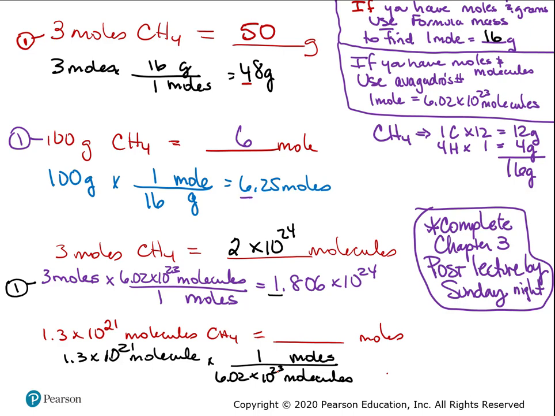So now I will tell you, if you're using a graphing calculator and you use those exponents, make sure you bracket things, like you have to use parentheses. If you have a graphing calculator, you do. If you have the old calculator, you don't. Just use the EE button and it actually puts the parentheses in for you automatically. So 1.3 EE21 divided by 6.02 EE23.